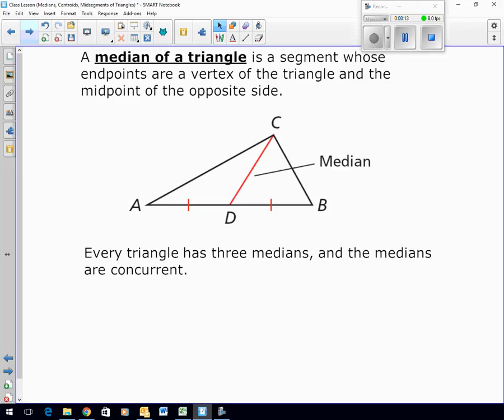A median of a triangle is a segment whose endpoints are a vertex of the triangle and the midpoint of the opposite side. You need to write down all of this. Don't worry so much about the diagram just yet, okay? Every triangle has three medians. The medians are concurrent. They're going to intersect each other. They're going to happen at the same time.